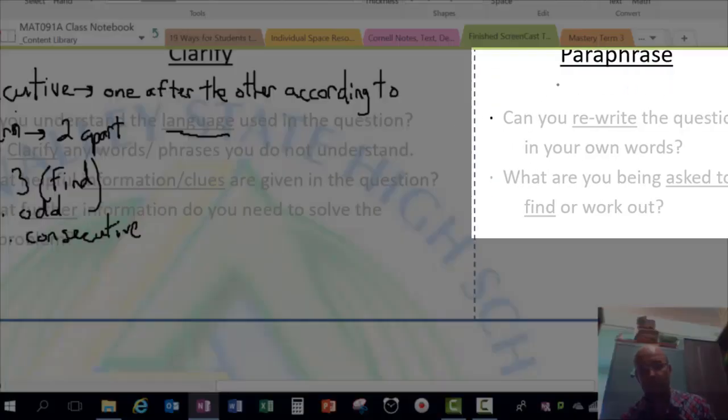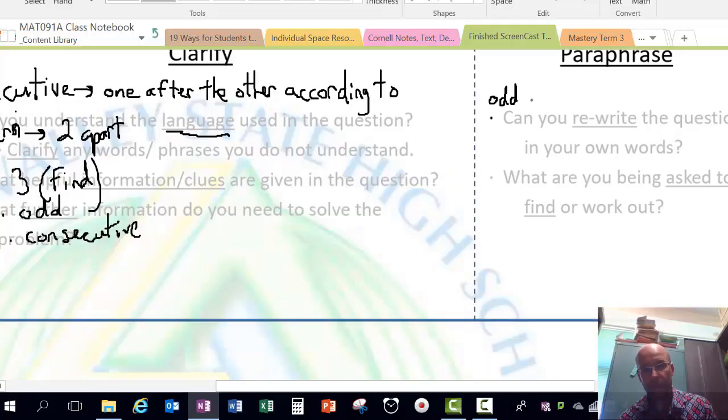Rewrite the question in our own words. Odd number plus next odd number plus next odd.